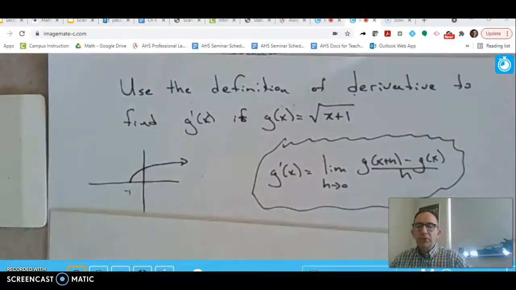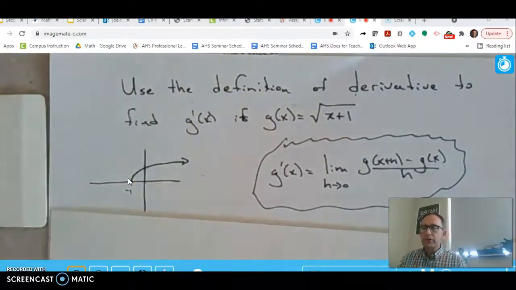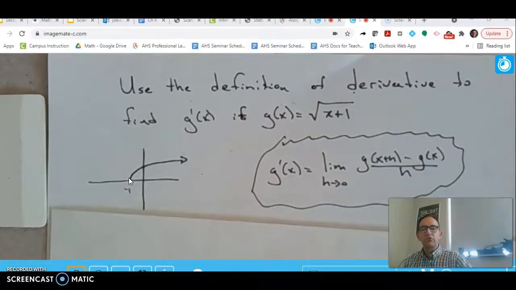So our second example of the use of this formula is with this square root equation. G of x is the square root of x plus 1. So I've drawn a graph of this curve here. It looks like no matter where I would put a tangent line along that curve, it's going to have a positive slope. So we don't anticipate getting any negative numbers for this.